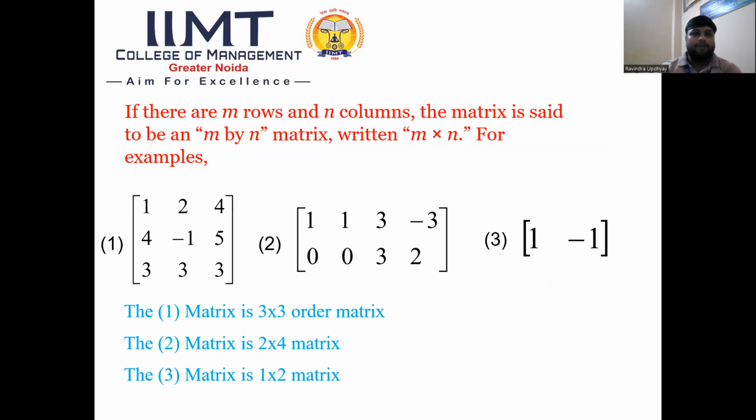If there are m rows and n columns, the matrix is said to be an m by n matrix. For example, the first example is a matrix of 3 by 3 order. Second example is a matrix of 2 by 4 order. And third example is a matrix of 1 by 3 order.